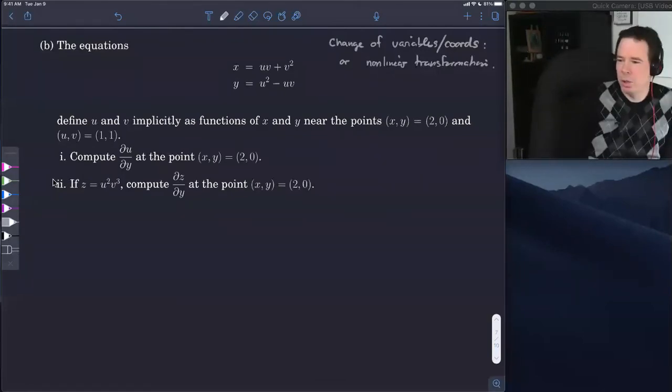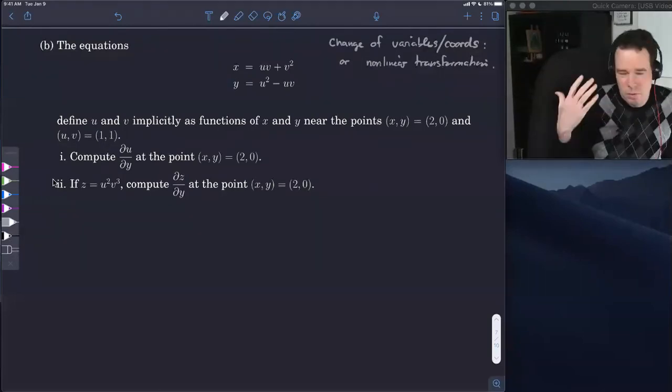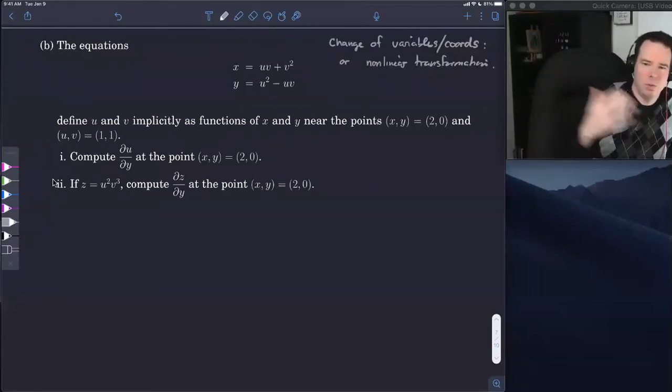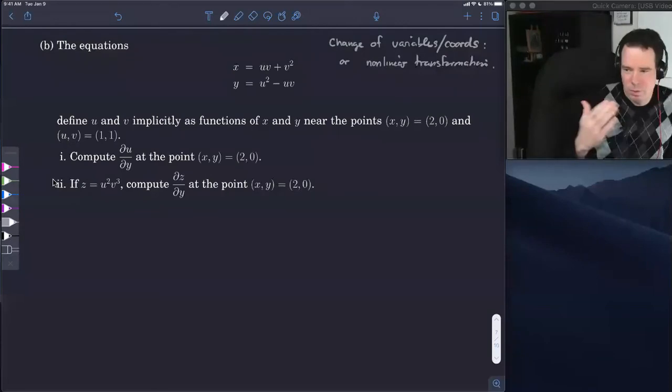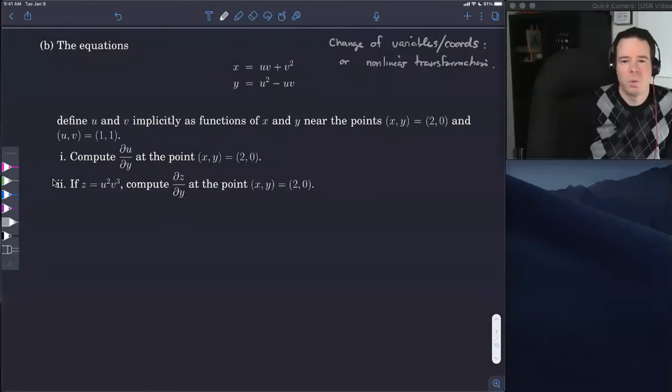In linear algebra, you will have studied linear transformations, how to take uv values and produce xy values in a linear way. So x is some linear combination of u's and v's. y is some linear combination of u's and v's. These are not linear, so we call this a nonlinear transformation. What we're doing here is developing the tools needed to study nonlinear transformations. In other words, to generalize the ideas from 232 in the case where things aren't linear.